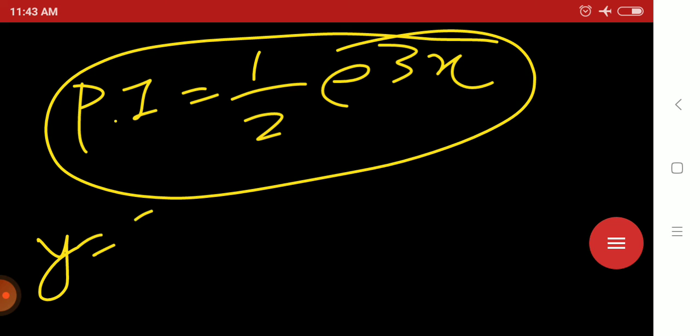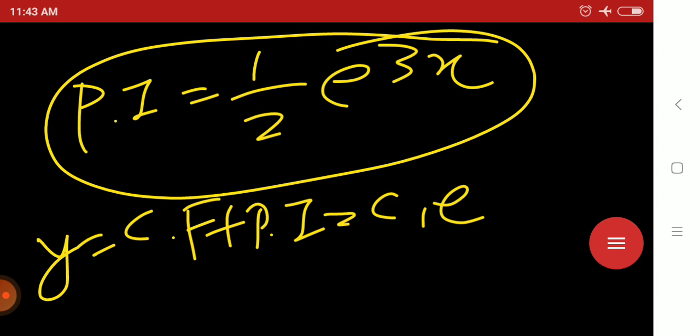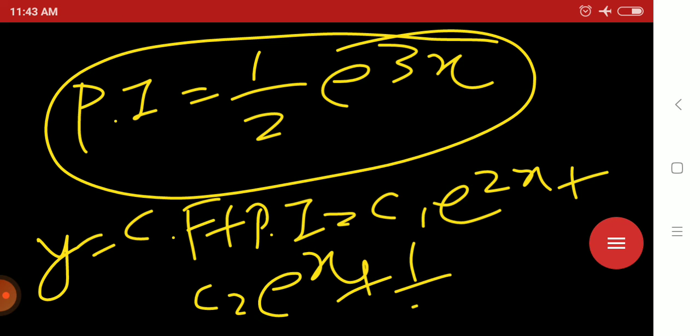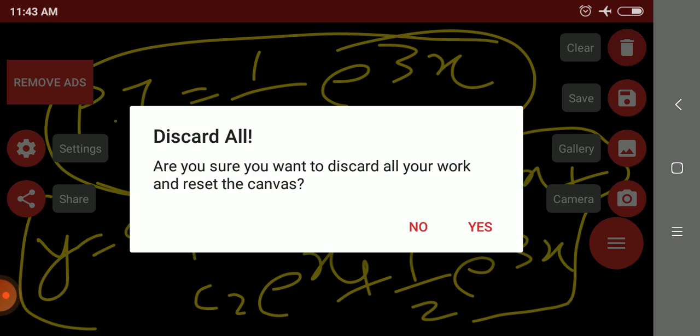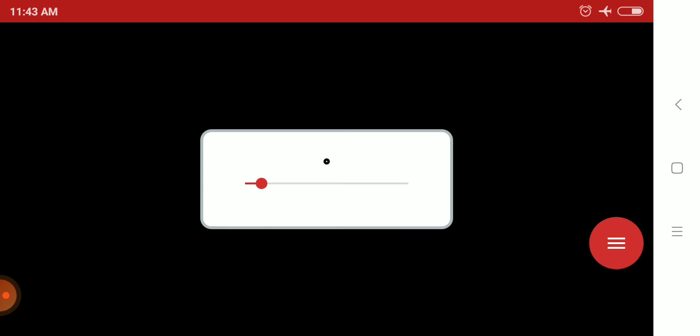So y equals complementary function plus particular integral, so you will get c1 e to the power 2x plus c2 e to the power x plus half into e to the power 3x. So this is the complete solution of d2y by dx square minus 3 dy by dx plus 2y equals e to the power 3x. Now let us discuss another case. We will discuss the example in my next or any other previous video.